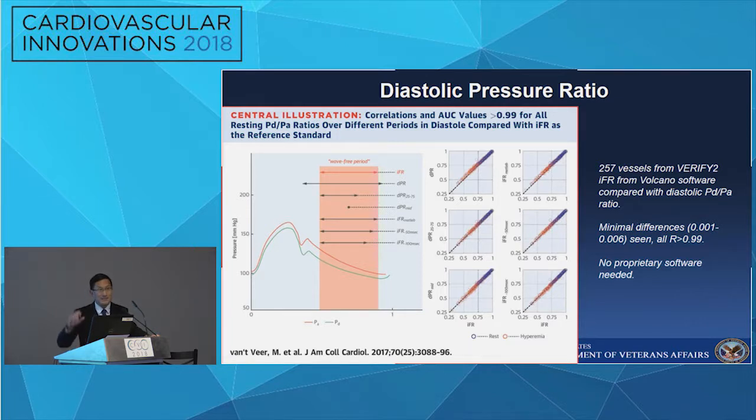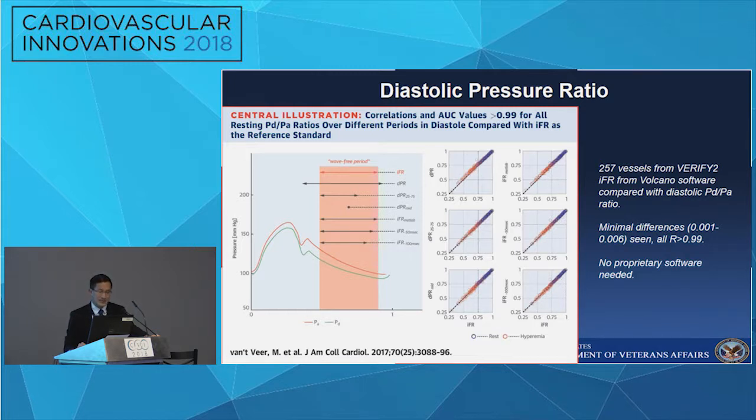0.01. So if you already have an error rate of 0.01 to 0.02 in your measurement, then this is 1/10 of that. So if there's any differences, they're well below your coefficient of variation for measurement, and there's a correlation to iFR of greater than 0.99, then this is essentially the same test. Essentially then, iFR doesn't measure anything special during the wave-free period, and any diastolic pressure ratio would be sufficient.